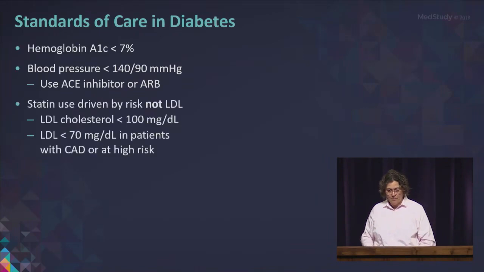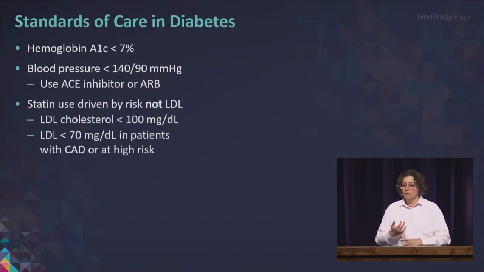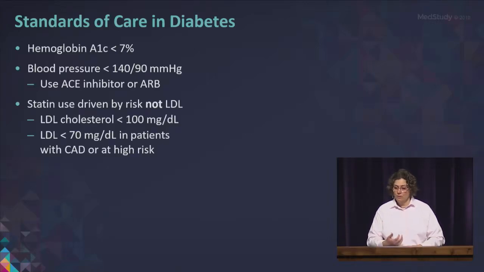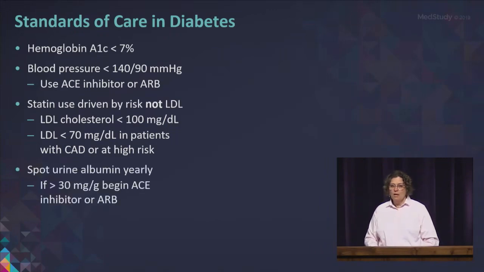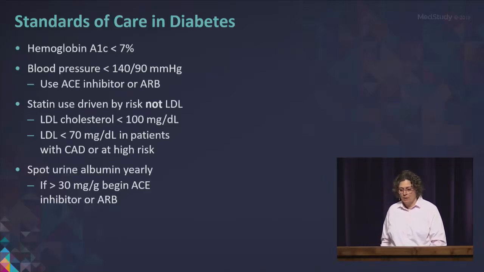Statin use is driven by risk and not LDL. You have your patients over the age of 40, they should be on a statin. And we want to check urine for microalbuminuria on a yearly basis. And again, if present, ACE or ARB.